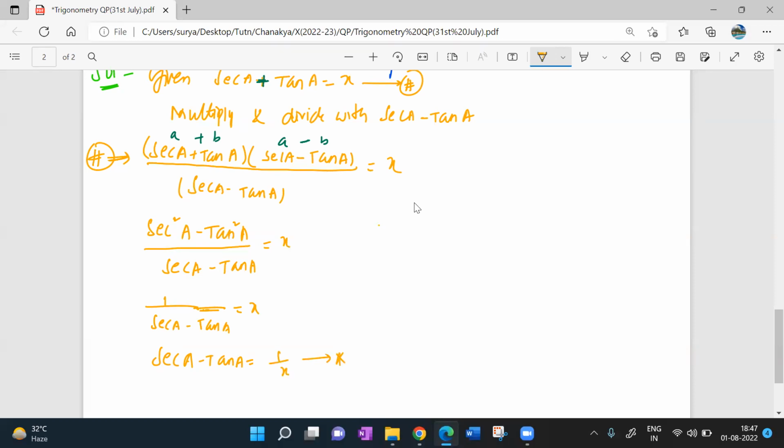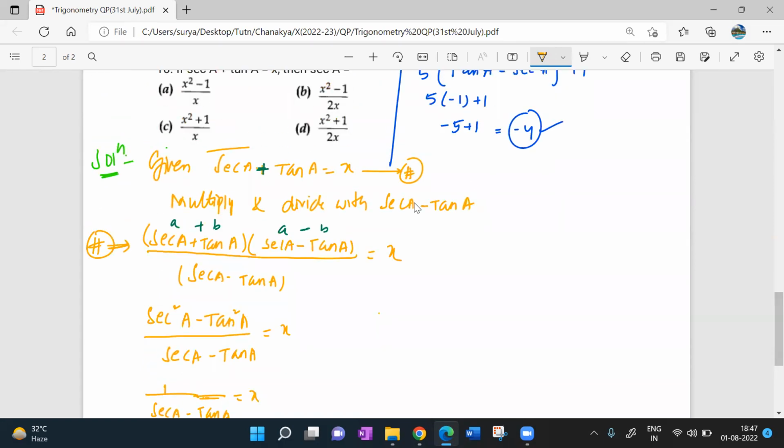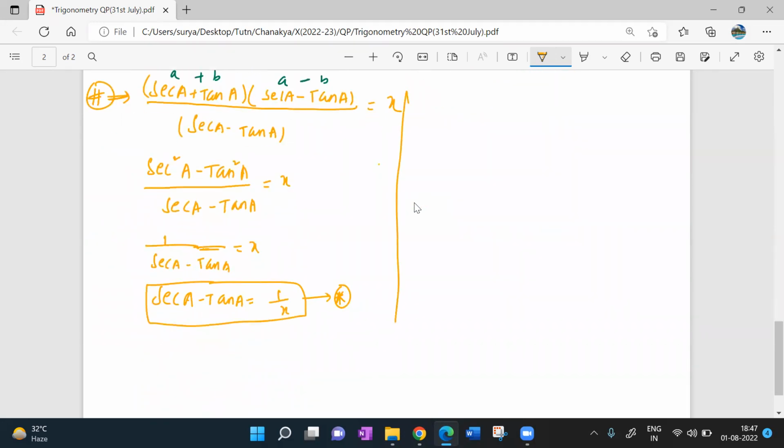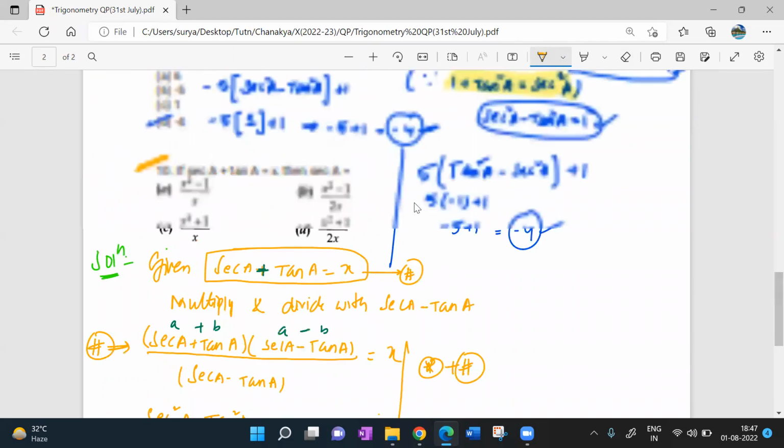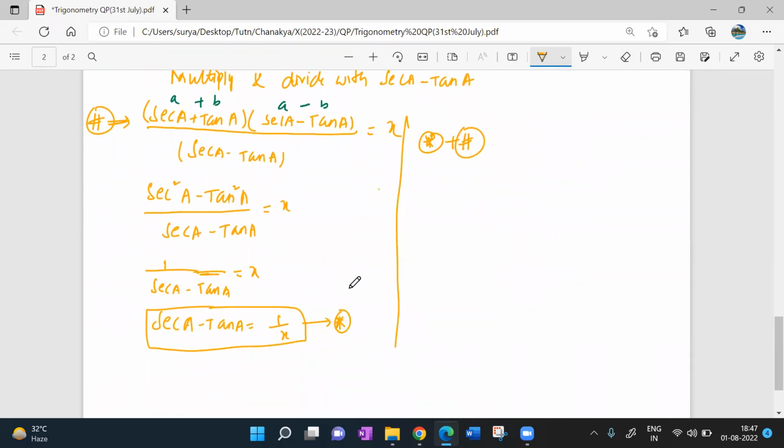Take this as the star equation. I have taken this as the star equation. Okay. Now what I'm doing here, everyone observe the point here. Adding the star equation plus the hashtag equation, what will I get? Secant A will I get or not? Secant A minus tan A is equal to x, given to you. Secant A plus tan A is equal to 1 by x. This is what we got.